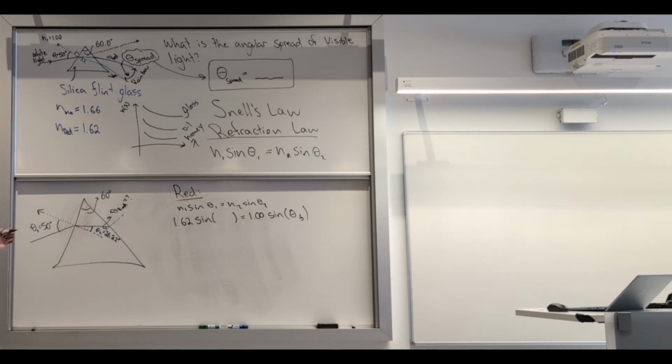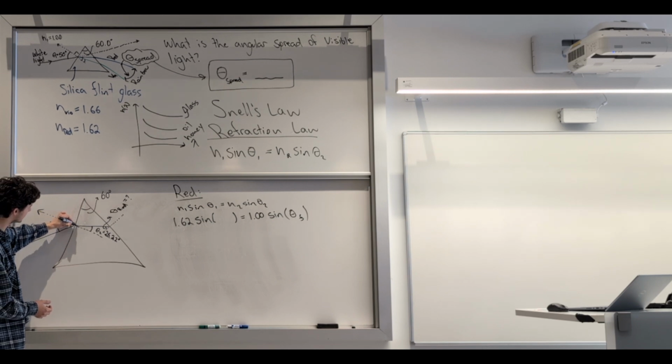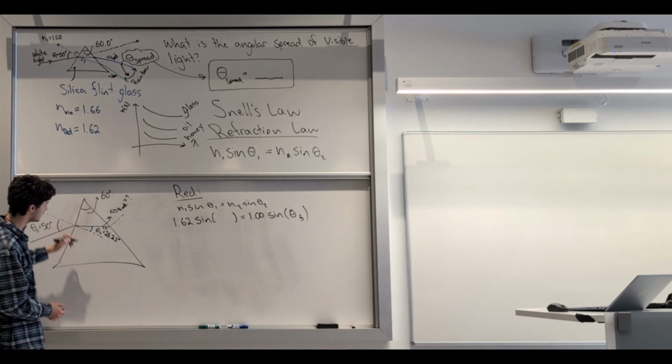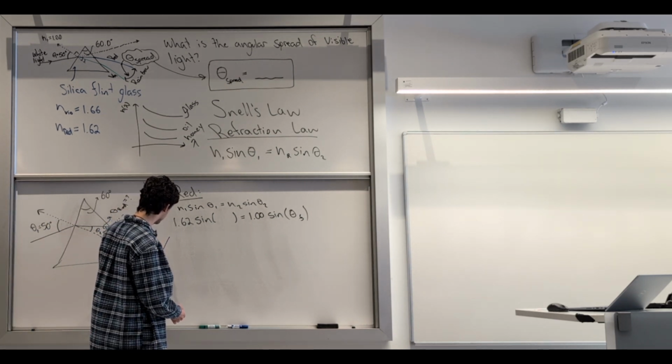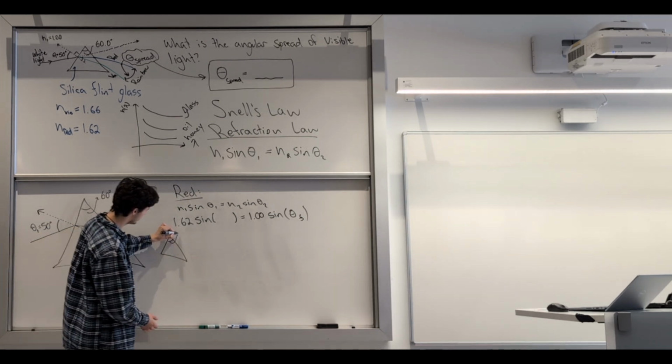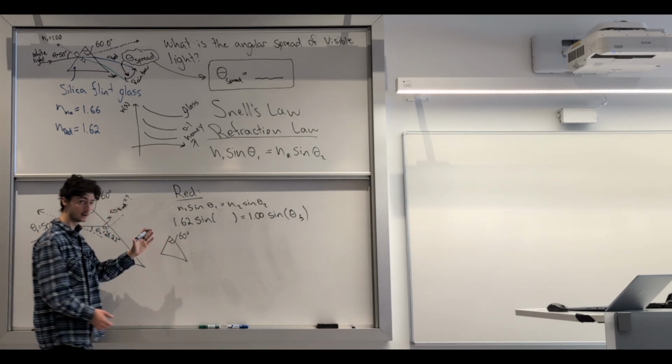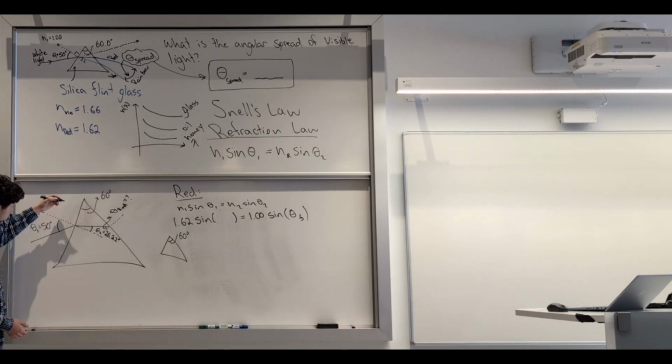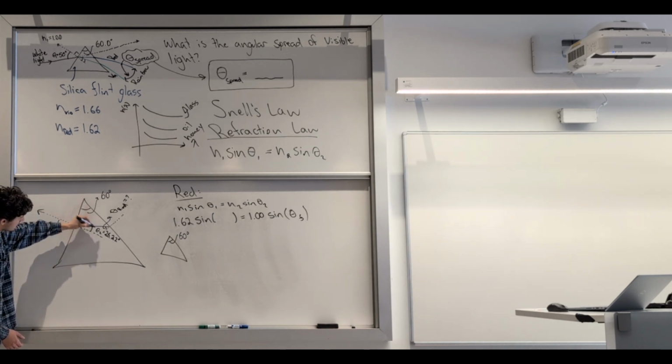Cool. Now what I can see is this big triangle over here. And I'm going to draw this triangle kind of like this. So this is the top of the prism. I know that this is 60 degrees, the apex angle. This angle here, I know that it is exactly 90 degrees minus theta 2.